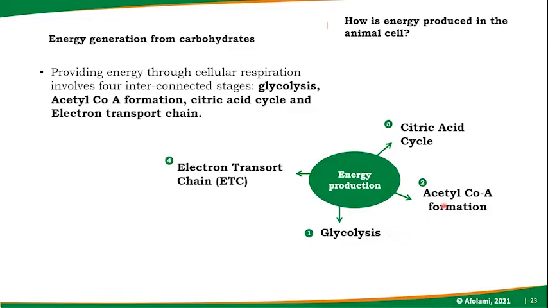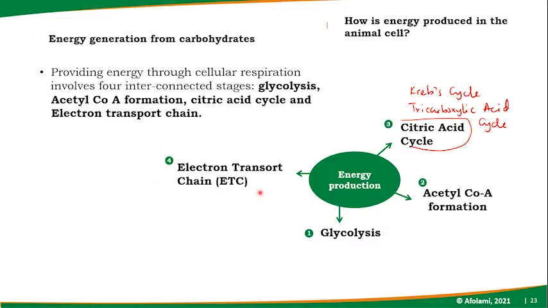We generate energy through the acetyl-CoA formation, then the citric acid cycle. This citric acid cycle is also called the tricarboxylic acid cycle. It is also called the Krebs cycle. They mean the same thing. And of course, the electron transport chain.